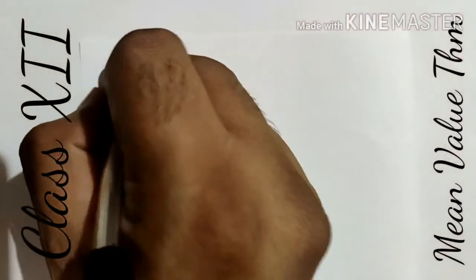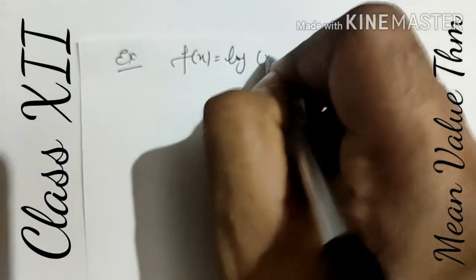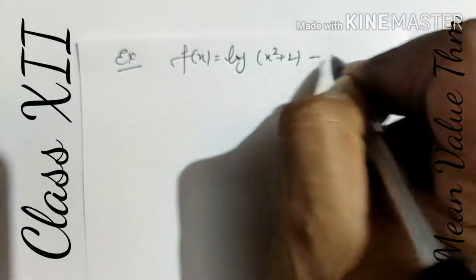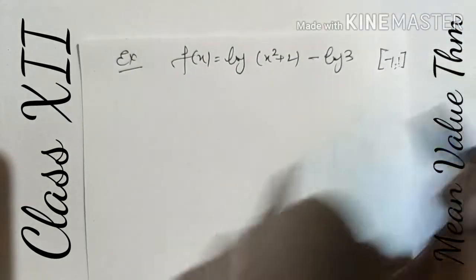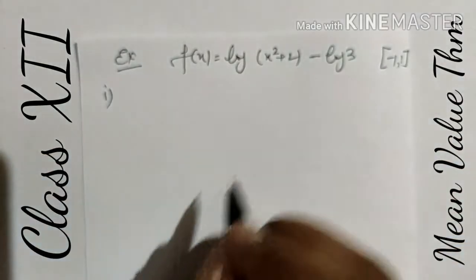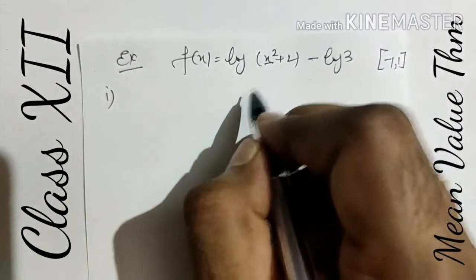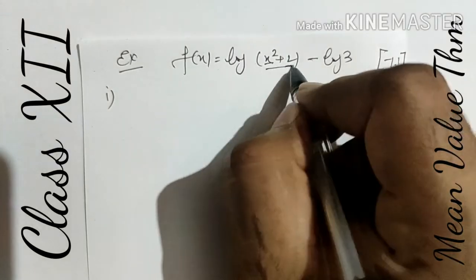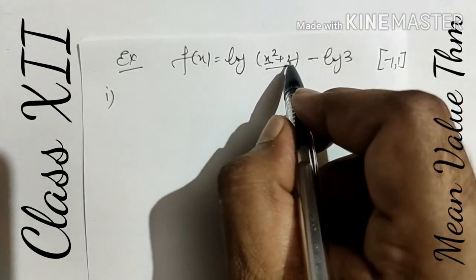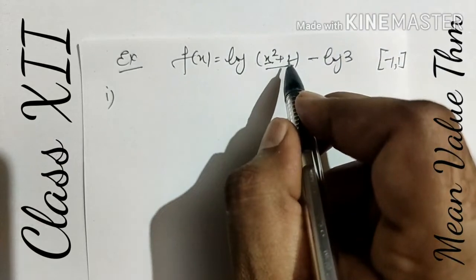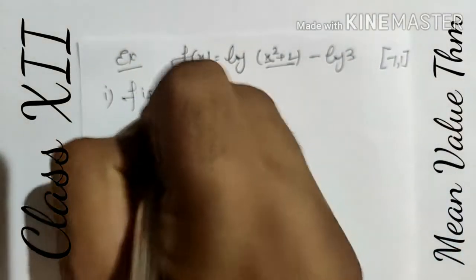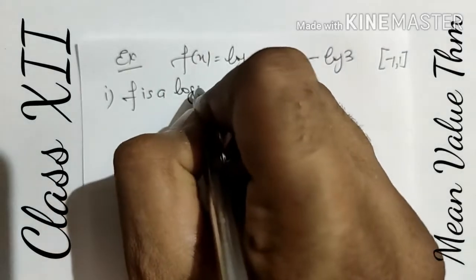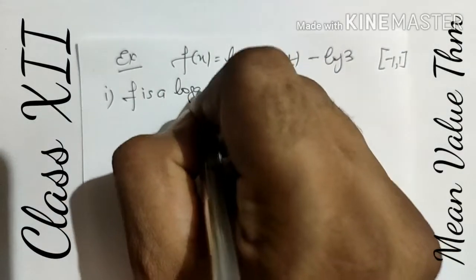Now we are taking another example which contain logarithm function. Log of x square plus 2 minus log of 3, interval is given by minus 1 to plus 1. First, as you know, square of any value is always positive. Plus 2, it become more than 2, otherwise minimum 2. Log 2 minimum 0.3010, so it gives us finite value. F is a logarithm function.